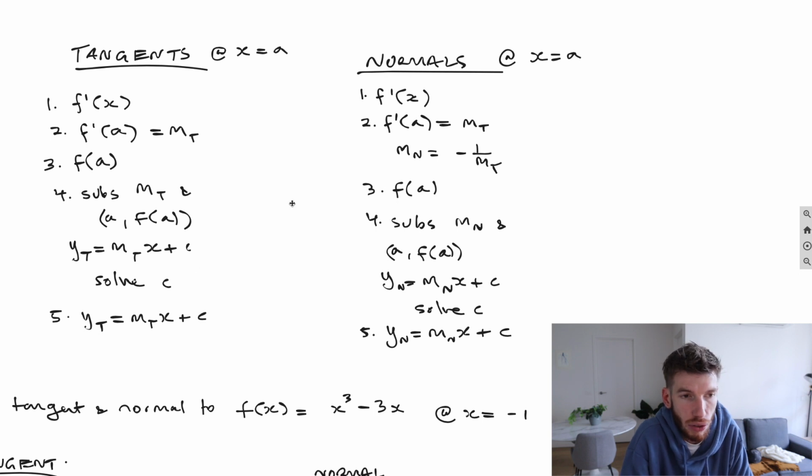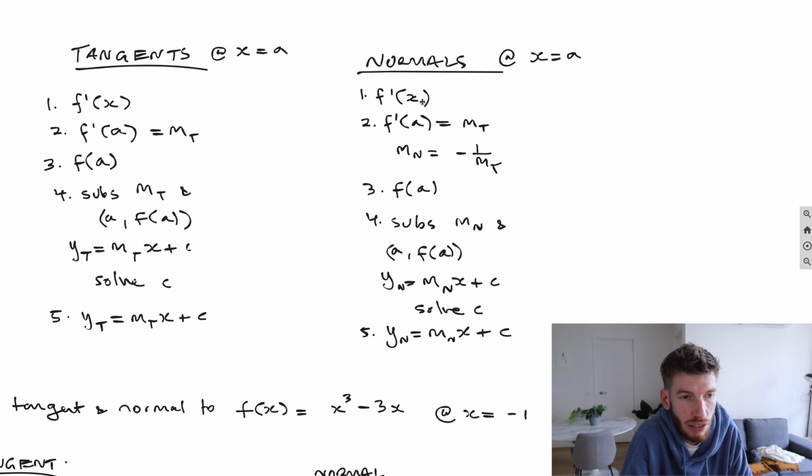You can do the same thing with normals. Normals are just a linear equation that also touch the graph, but they may touch it more than once. They are perpendicular to the gradient at that particular x value. So you kind of need to work out at least the gradient of the tangent first in order to get your normals. So 5 steps again, but we're just going to add in an extra little bit.